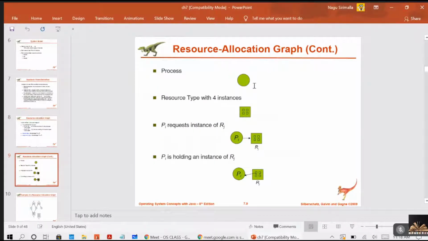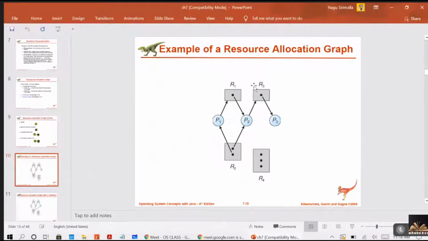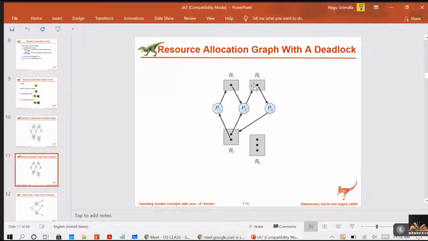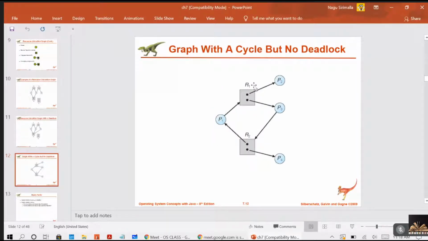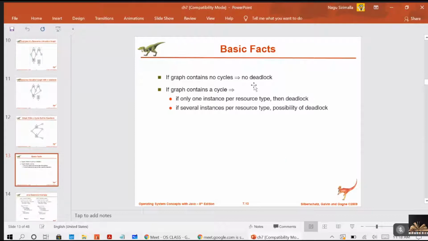If a process is requesting a resource, the edge should be from process to resource. If a resource is allocated to the process, then we have the edge from the instance of the resource to the process, right? So this is the example for the resource allocation graph. I have given you two scenarios: a resource allocation graph having a loop and deadlock, and having a loop and no deadlock, right? Two situations I have given. So with this, you can understand these points.